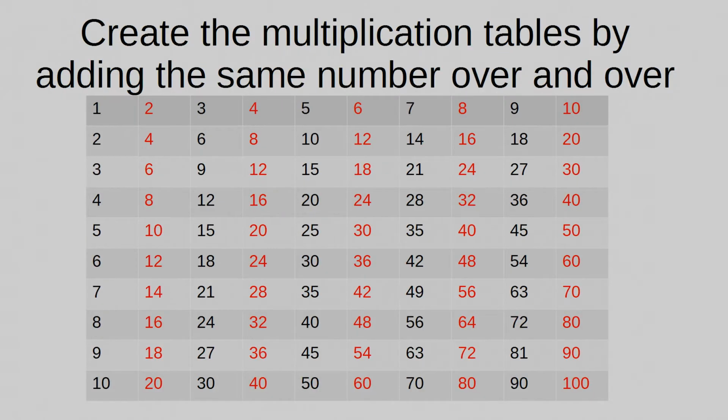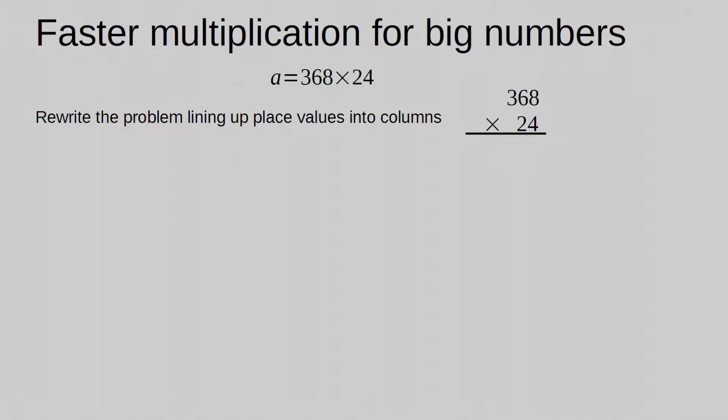This idea of adding to get your multiplication value can be used to create a multiplication table. When you're working with bigger numbers, you can speed up the multiplication process and make it a lot easier. For example, adding 368 together 24 times, or adding 24 together 368 times would take a very long time. To begin the process of speeding it up, copy the multiplication down, lining up the place values.